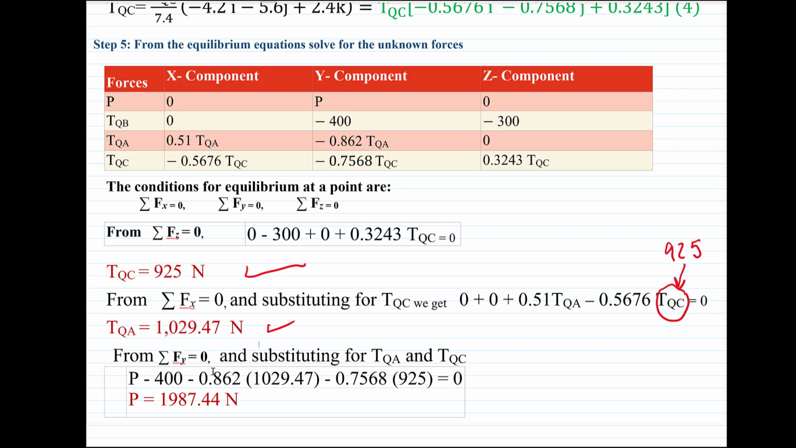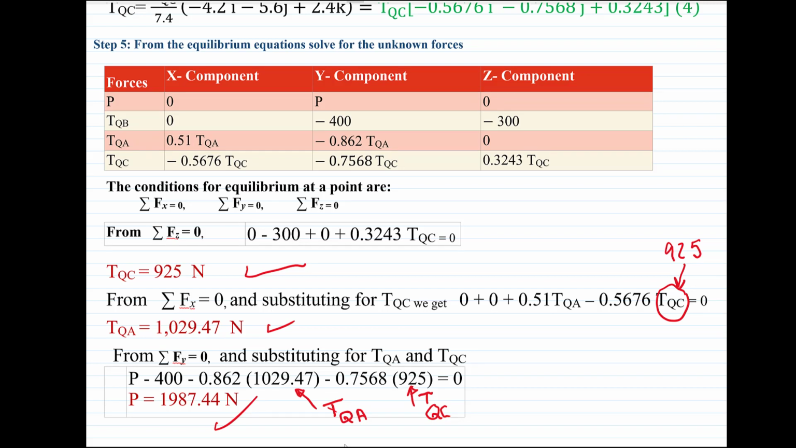We got it from the substitution here, and then 0.7568 multiplied by TQC, and we have TQC 920. So substituting for these values, I get the force P. So now I succeeded in getting the force P on the balloon.